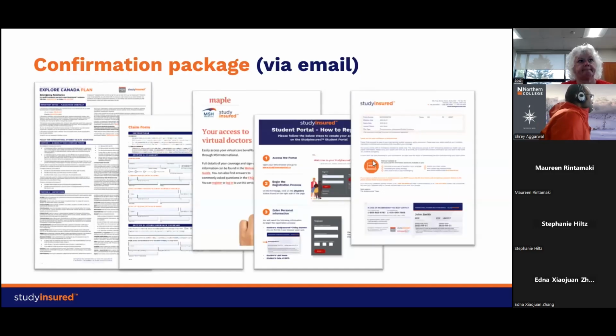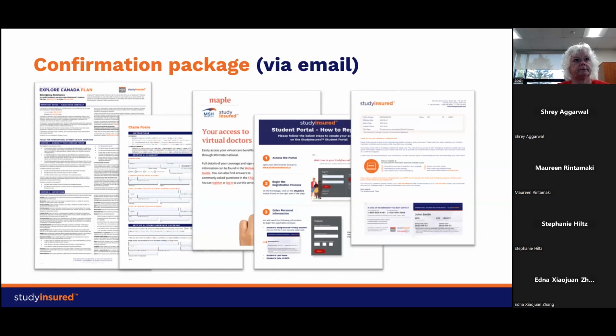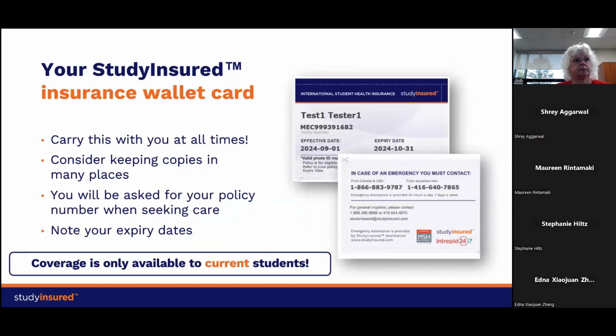When you get your confirmation package, you're going to have several attachments. The main attachments are going to be your policy wording, as well as a claim form, and most importantly, your wallet card. But there's also going to be instructions on how to use the virtual healthcare, which means seeing a doctor over video chat. And then we also have instructions on how to register for our member portal. Now, the wallet card is going to be the most important element of your confirmation package.